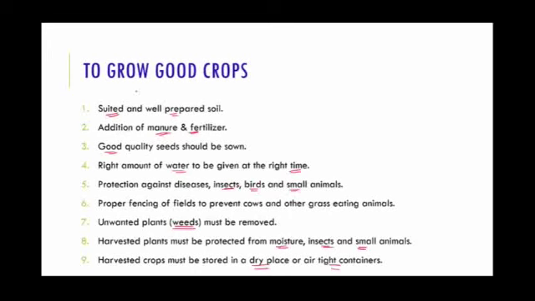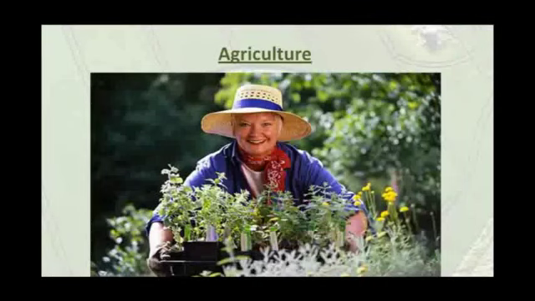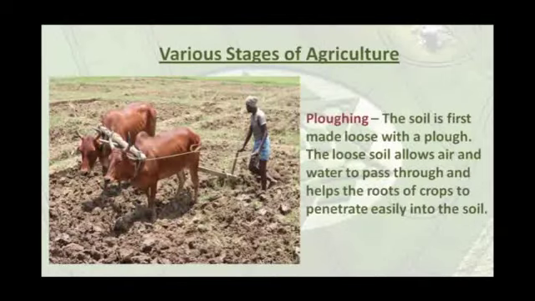Now let's understand the term agriculture. The practice of growing large quantities of plants for food and other purposes is called agriculture. Various stages of agriculture. Plowing. The soil is first made loose with a plow. The loose soil allows air and water to pass through and helps the roots of crops to penetrate easily into the soil.